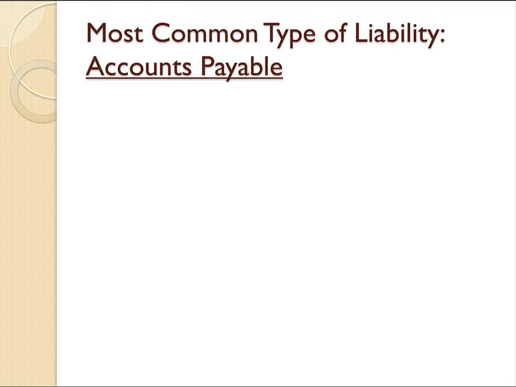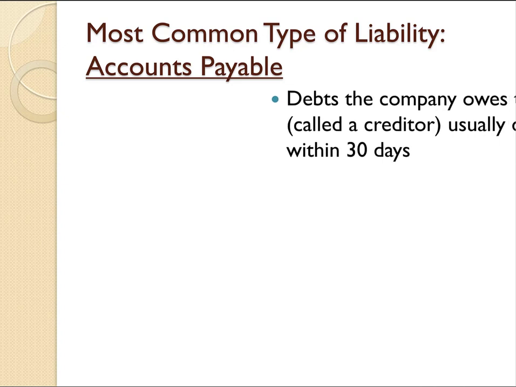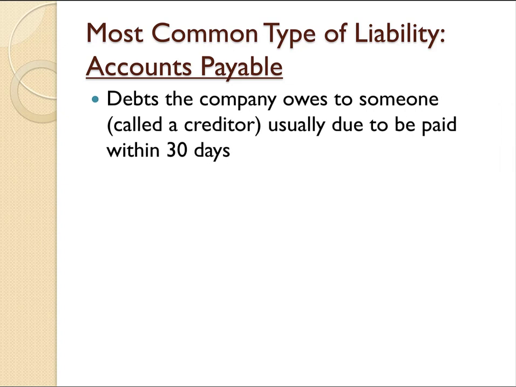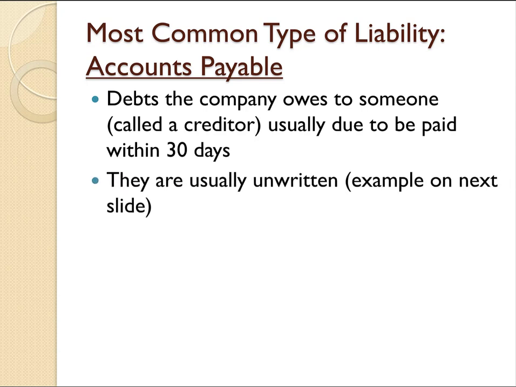So let's talk about the most common type of liability, accounts payable. So these are debts the company owes to someone, and that someone is called a creditor, usually due to be paid within 30 days. And these are usually unwritten, as we'll see on the next slide. Now, in accounting, we use lots of abbreviations. So instead of saying accounts payable, we will usually call it AP. So if you see AP, just realize that's accounts payable.